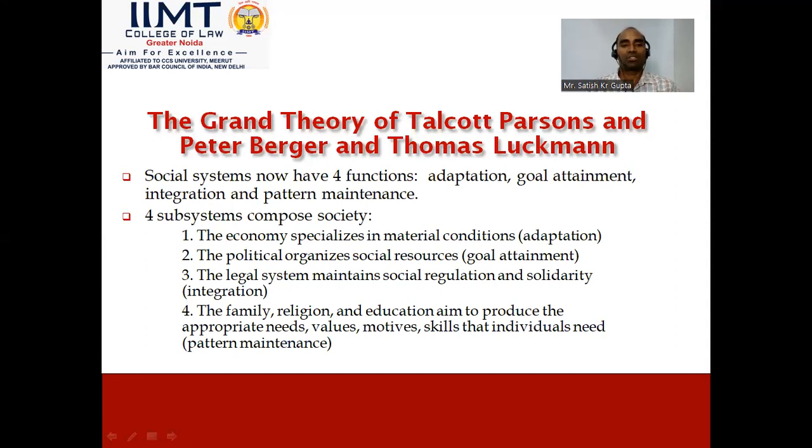Further, the social system now has four functions: adaptation, goal attainment, integration, and pattern maintenance. In short, we can call it the AGIL paradigm. In the system of society, the first is economic specialization in material conditions, called adaptation; the political organization of social resources is called goal attainment. The third is the legal system, which maintains social regulation and solidarity, called integration. And finally, the family, religion, and education aim to produce the appropriate needs, values, motives, skills, and individual needs, called pattern maintenance.